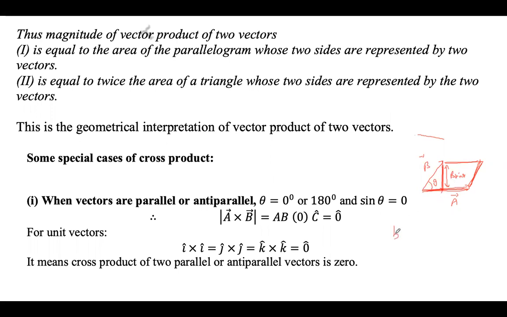We know that area of parallelogram is base into height. So height is given by B sin theta and base is given by A. So A into B sin theta. So the magnitude of vector A cross B is AB sine theta n cap. So this magnitude AB sine theta is equal to the area of the parallelogram whose two sides are the two vectors which are given. Is it clear?